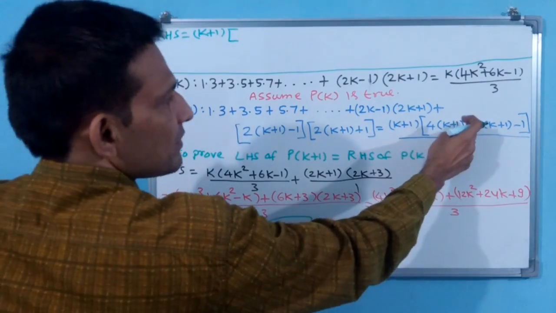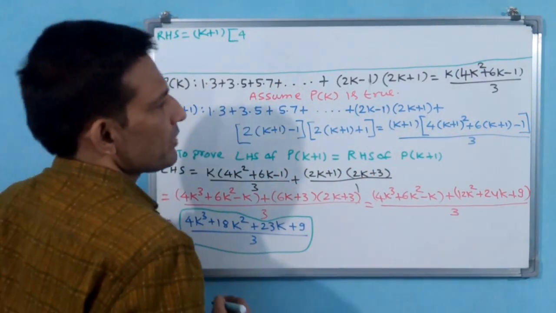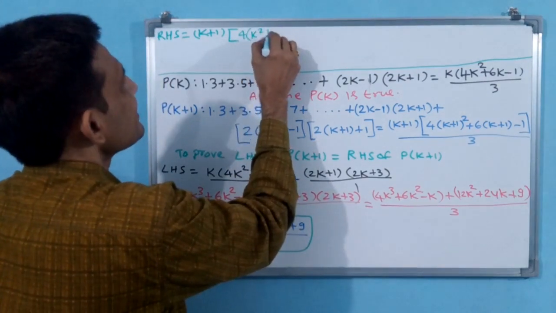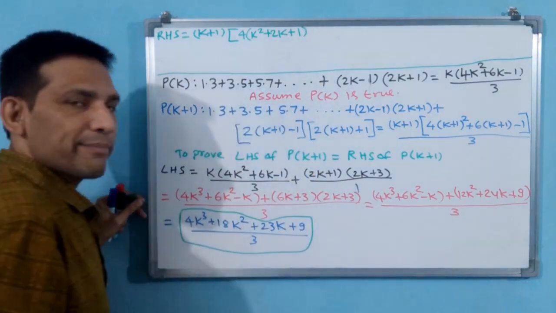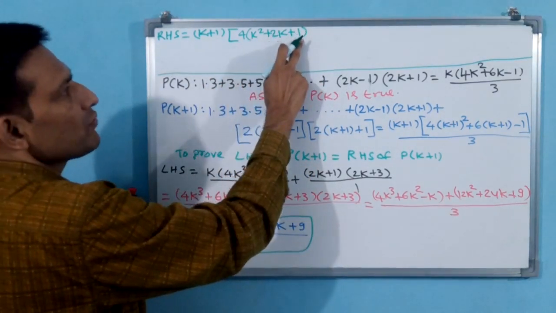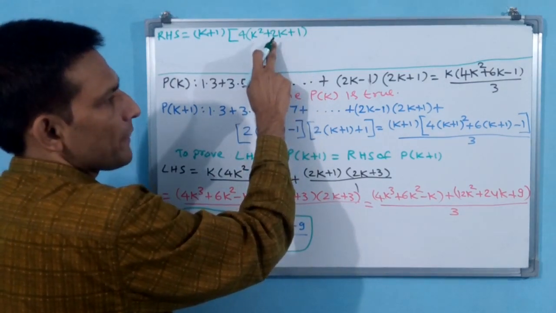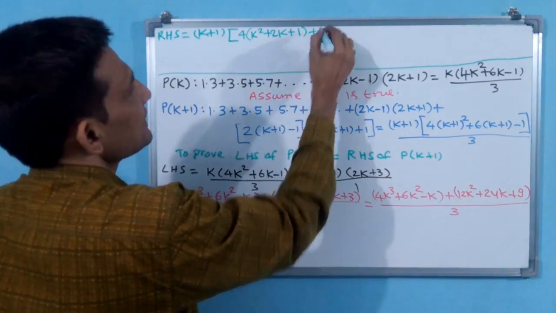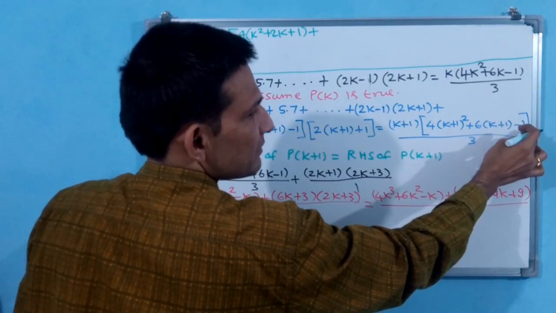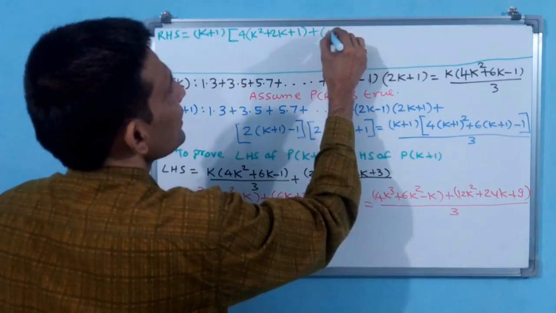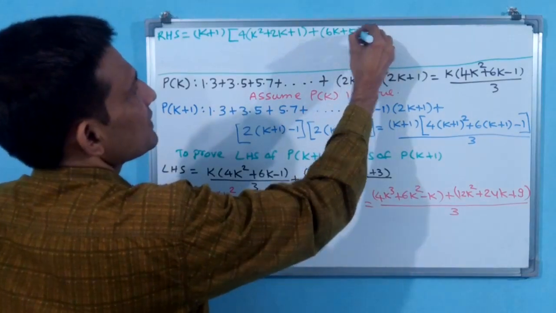Now you see k plus 1 whole square you expand. K plus 1 whole square, k square plus 2k plus 1. Is it okay? K plus 1 whole square, a square plus b square plus 2ab, k square plus 1 square plus 2k, 2 into k. Plus, this also you see 6k plus 6 minus 1 means plus 6 minus 1, 5. 6k plus 5. Okay, then you close this.